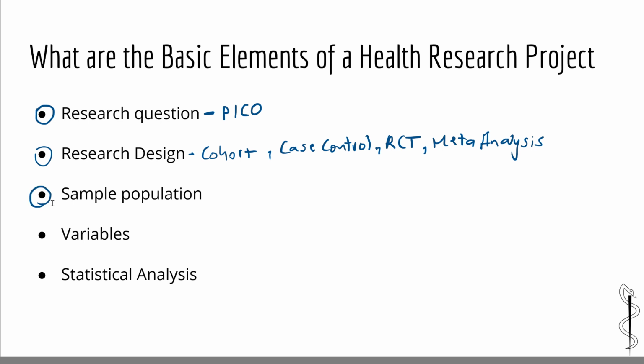The sample population is very important. In most studies, it is imperative that the sample population is similar or representative of the entire population being studied. In order to achieve this, most studies use a type of sample called a random sample. We will talk more about random samples in later videos.